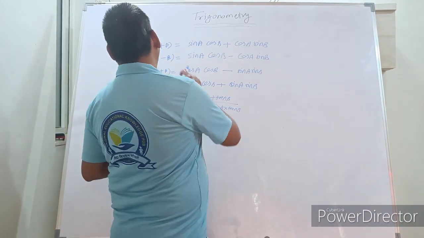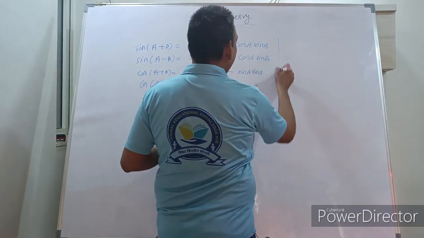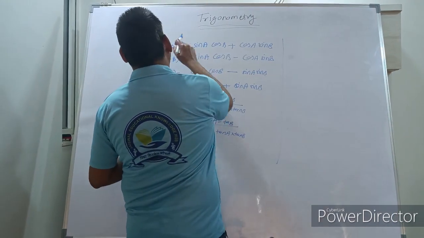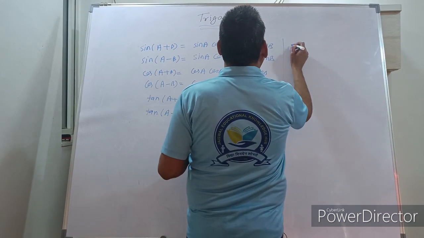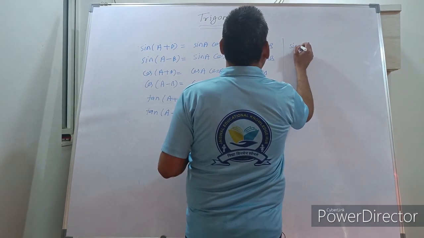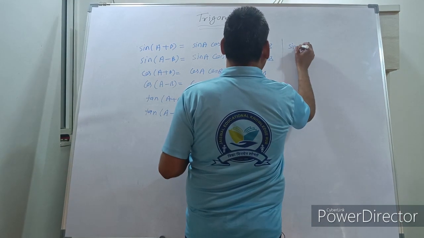Now if a and b are both the same, we call that the double angle. If a and b are both the same, then the first one becomes sin 2a.